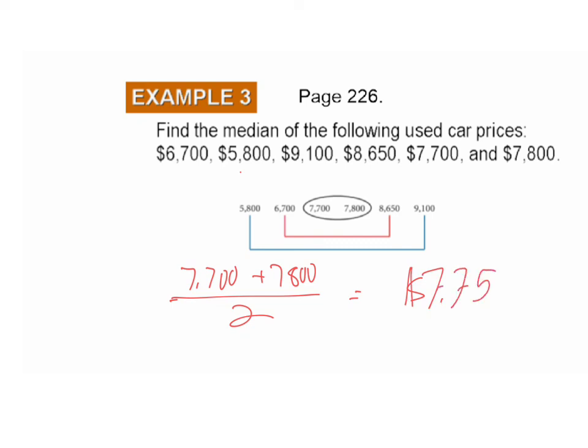7,750. Not very attractive sevens there. Sorry about that. 7,750 is the median for this. We take these two, added them together, and divided by 2. Get that down in your notebook, and we'll proceed to the next slide.